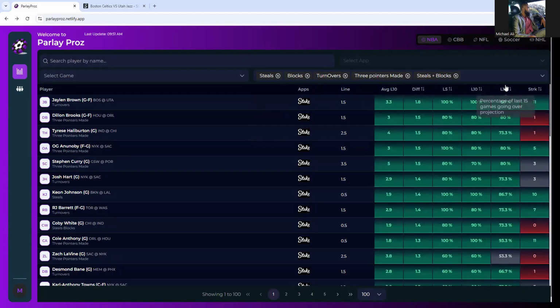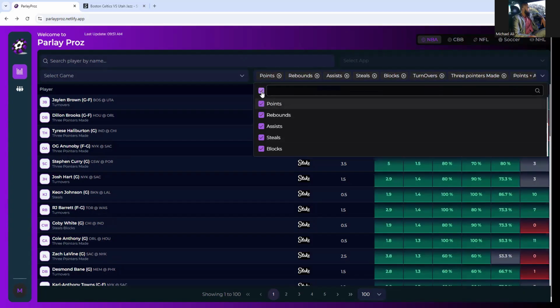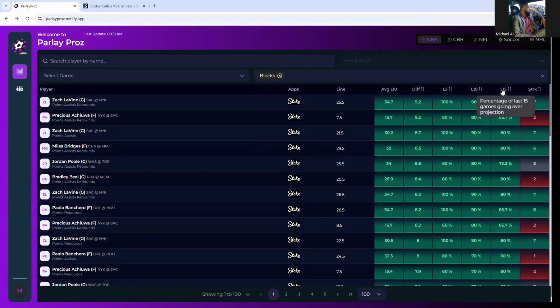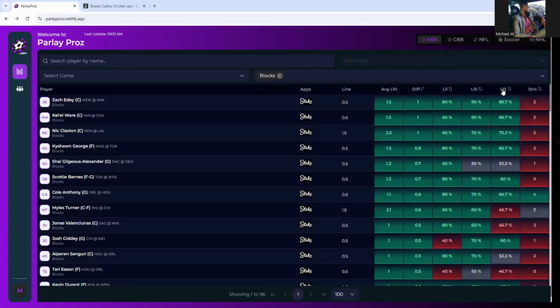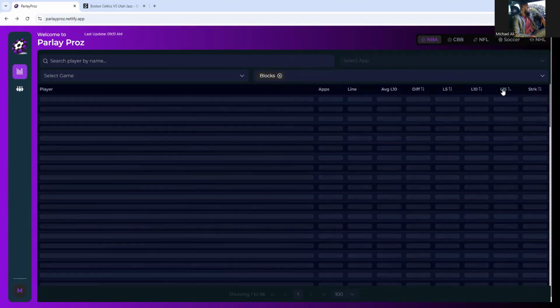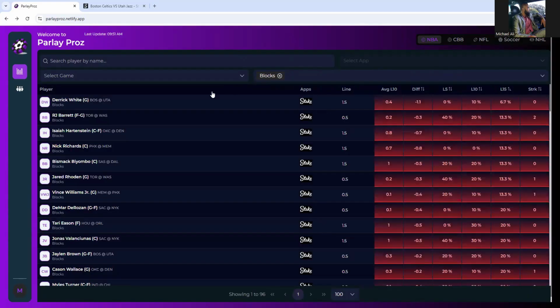For instance, let me go on the blocks alone, and I'll give you an example. Let me look for under on the blocks. All right, lovely. So you see Derrick White here. They have him for 1.5 blocks and under. In 5 games, he never crossed that line.